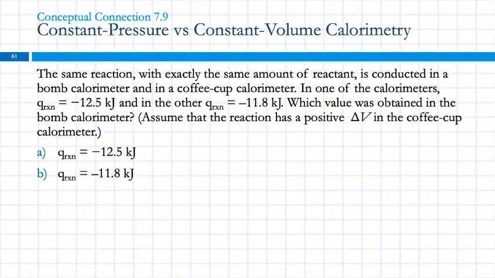Here's a conceptual question. We have the same reaction, exactly the same amount of reactant. We're doing 2 identical reactions, one in a bomb calorimeter and one in a coffee cup calorimeter. Remember, the bomb calorimeter has constant volume, but the pressure may change. The coffee cup calorimeter has constant pressure, but the volume could change. So for one of the calorimeters, we got Q reaction as minus 12.5 kilojoules, and in the other, minus 11.8 kilojoules. Which one came from the bomb calorimeter?